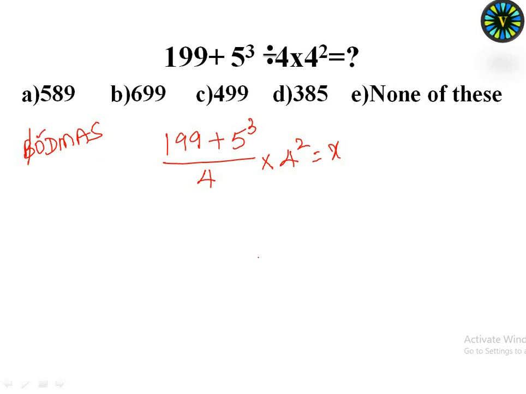Next we need to solve the powers. So wherever we have powers, here I have a power, that is 5 cube. Here also I have 4 square. So it must be written as 125 divided by 4 multiplied with 4 square, which is 16, is equal to x. Is this clear, guys? Okay.